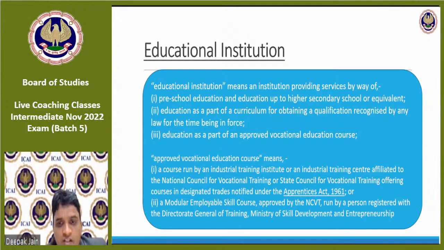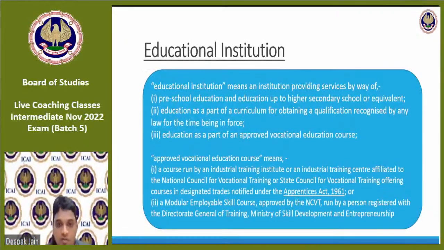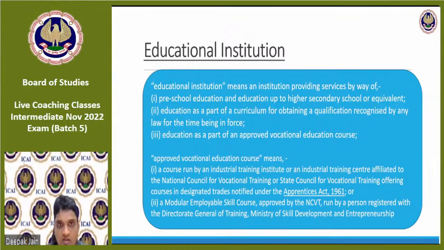Preschool education means before school. They're saying two things: preschool education and education up to higher secondary school. Meaning before KG, the LKG, UKG, kindergarten, whatever it is, that is preschool, and education up to higher secondary school, meaning up to 10th, both are covered. So preschool and education up to higher secondary school, both are covered. Classes for nursery children are also exempted, and schools up to 10th are also exempted.